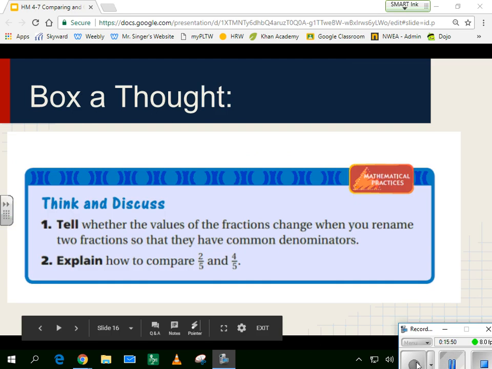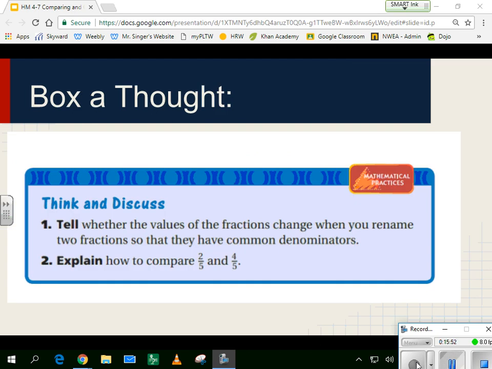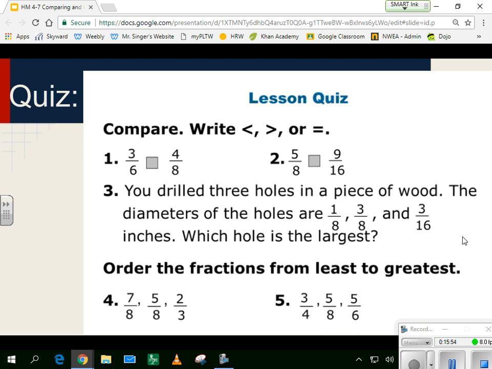Here's your box of thought. Go ahead and answer these two. And here is your quiz. All 5 questions I want you to solve in your notebook.